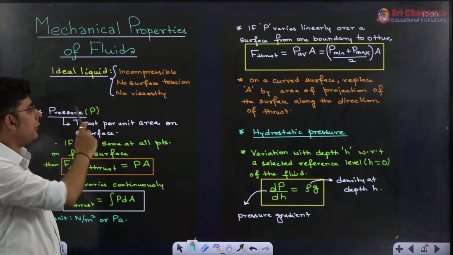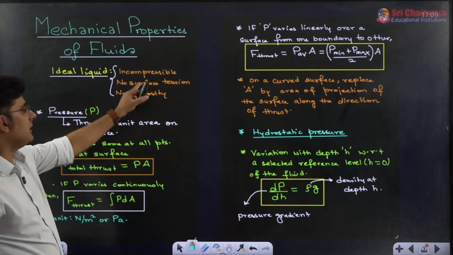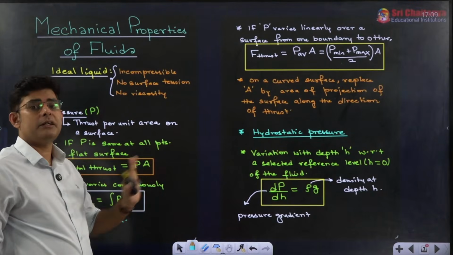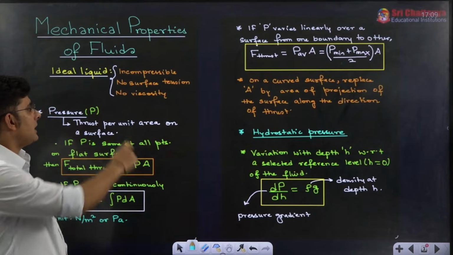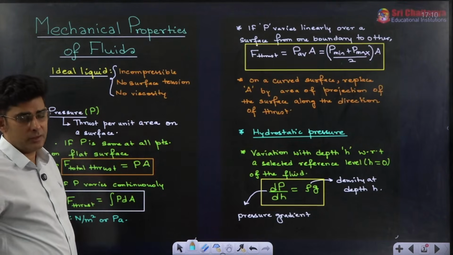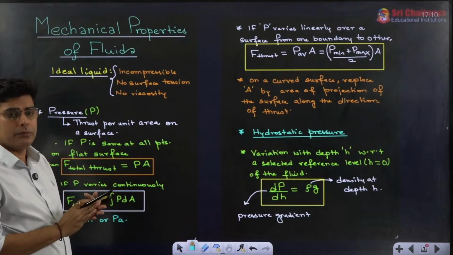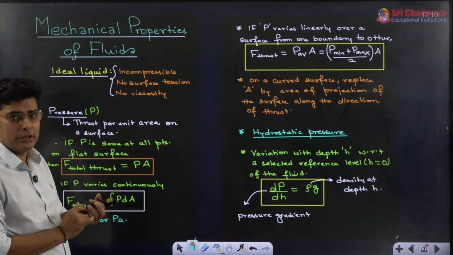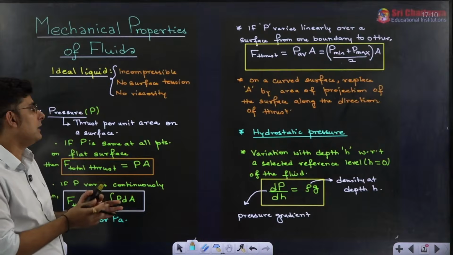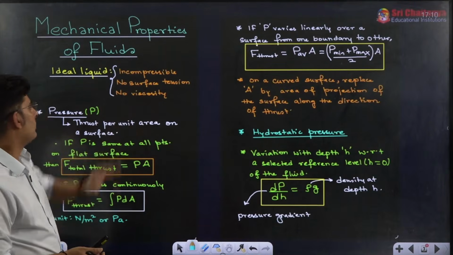So what is an ideal liquid? Ideal liquid means which is incompressible. Incompressible means density is the same everywhere, uniform density. There are no effects like surface tension or viscosity. There is no friction. The free surface of the liquid, we are assuming that it is not behaving like a sheet under tension. So there is no surface tension.